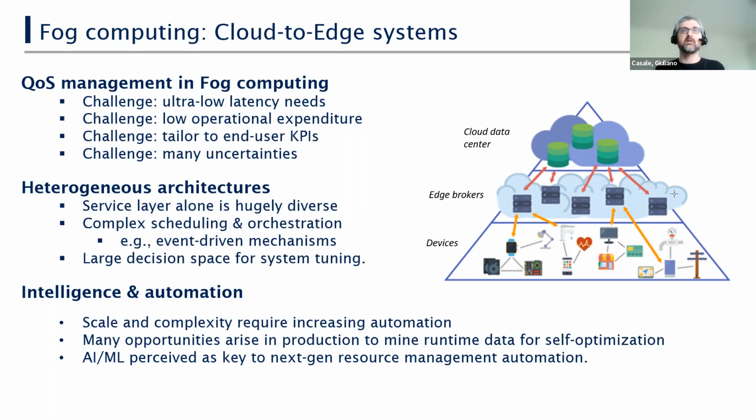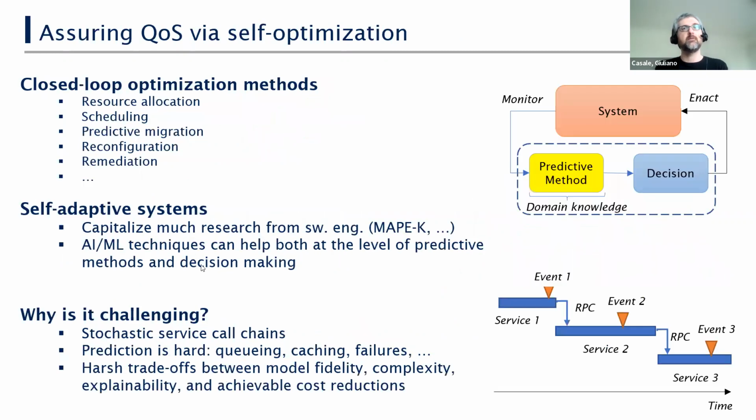So with this complexity and the scale and the tailoring of the solutions to customize the needs, it is clear that you need a high degree of automation. And there is a perception in industry that only AI and machine learning methods can deliver the required accuracy and speed to manage resources in these cloud to edge fog architectures. So we will talk about these methods today.